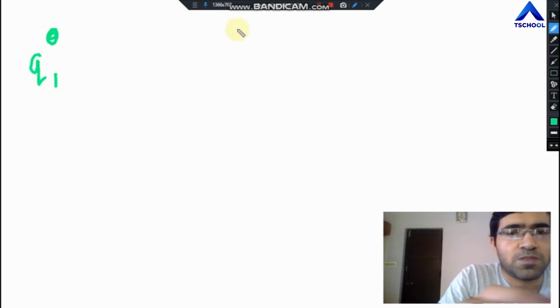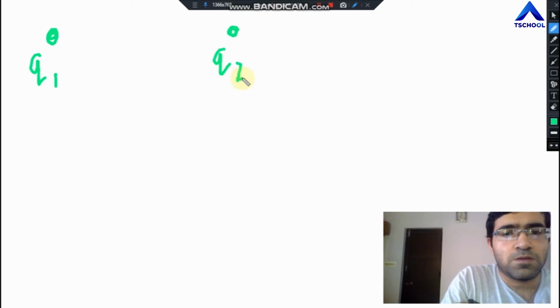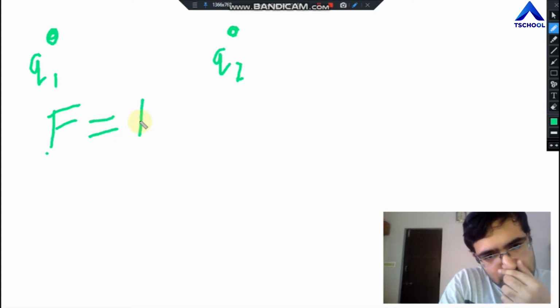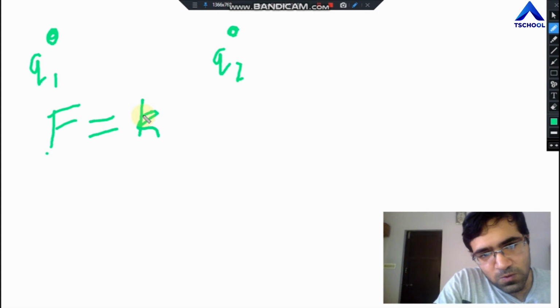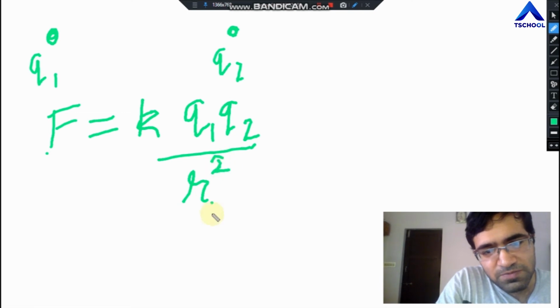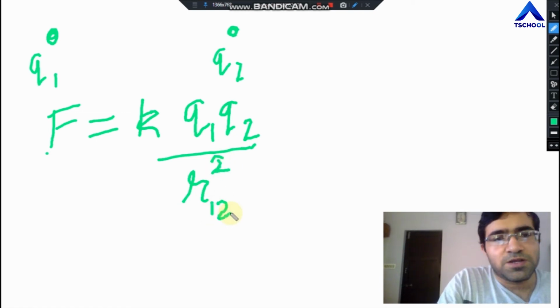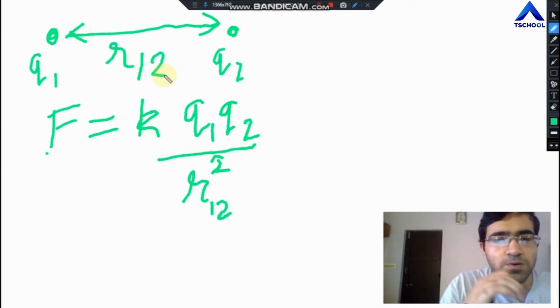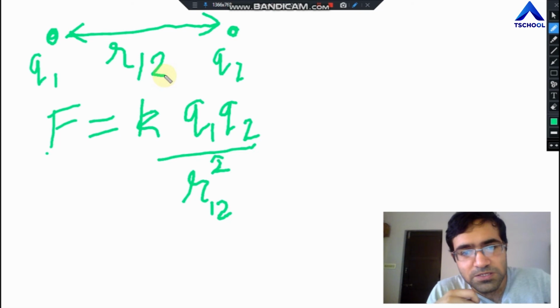This is what we have studied: if there are two point charges, then the magnitude of the Coulombian force between them is F equal to k q1 q2 by r square, or even better r12 square, if the distance between these two is r12. So that's what we have in the scalar form.